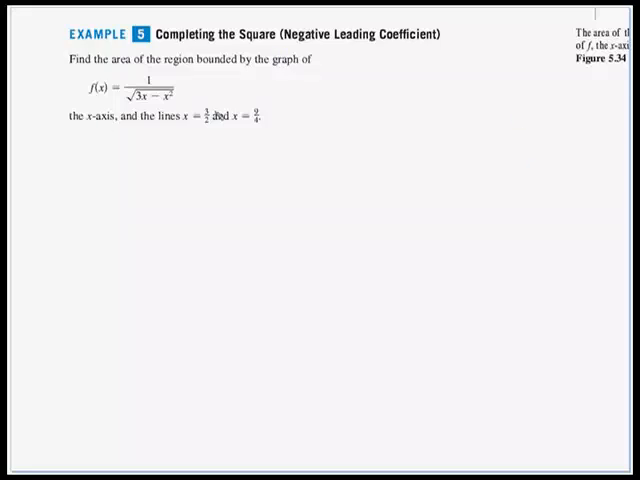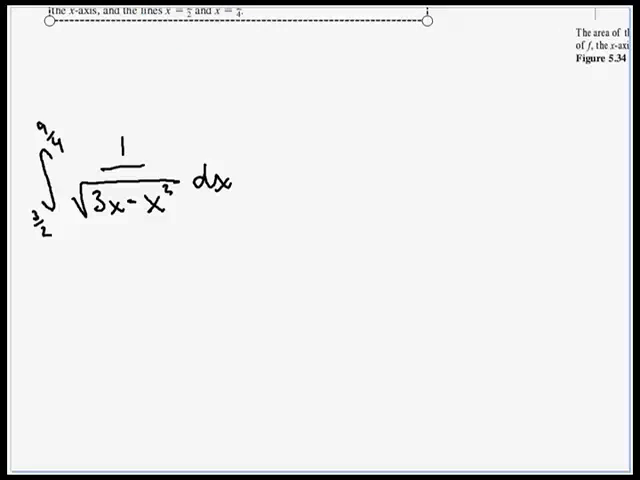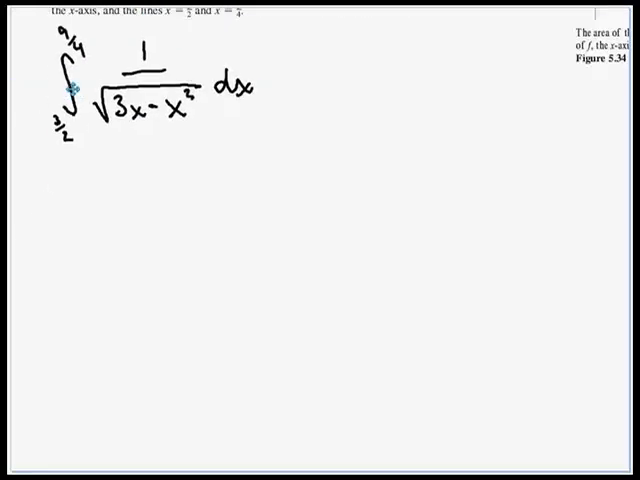First, let's set up our integral. This is the definite integral from 3/2 to 9/4 of our function, 1 divided by the square root of 3x minus x squared, dx. So now I can get this out of the way a little. And we've got to work under that radical to have it fit one of our formats. So we're going to complete the square.